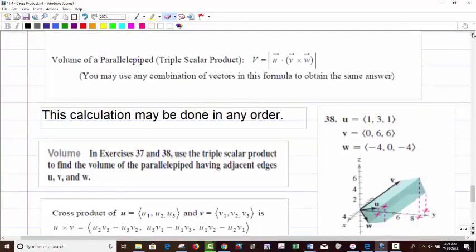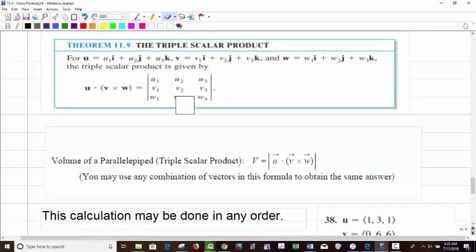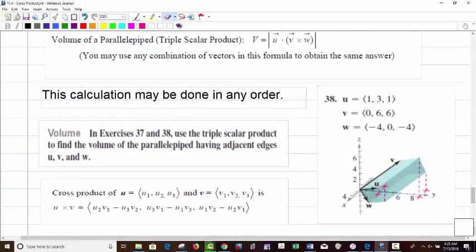Now what we're going to use this triple scalar product for is to find the volume of what's called a parallelepiped. I can't pronounce it. But anyway, if you took a parallelogram and turned it into a 3D shape, sort of like a rectangular solid, but it's not a rectangle. Well, all rectangles are parallelograms, but not all parallelograms are rectangles. So it's a solid that looks like this.